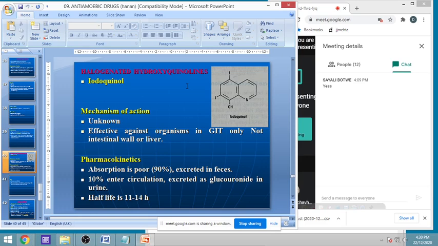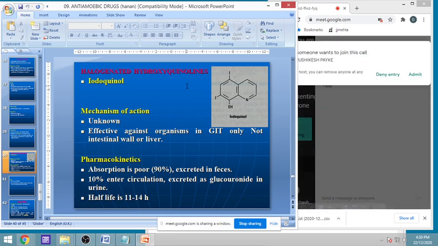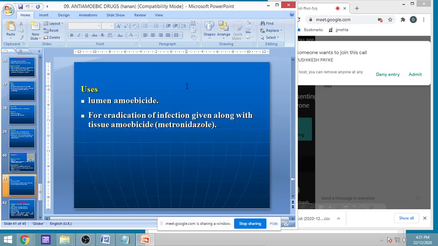Then a very popular drug once upon a time is iodoquinol. The mechanism of action is not known, but it is very effective against organisms in the GIT only. It is not useful once the bacteria get inside the intestinal wall or in the liver. Absorption is poor, so 90% will be excreted in feces, and what enters circulation is excreted as glucuronide in urine. Half-life is around 11 to 14 hours.